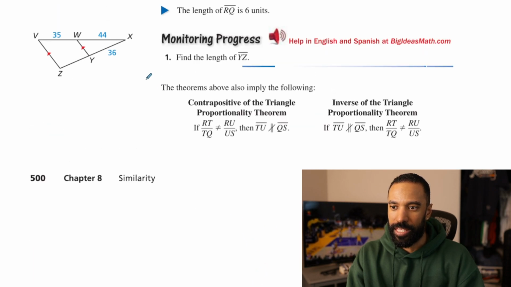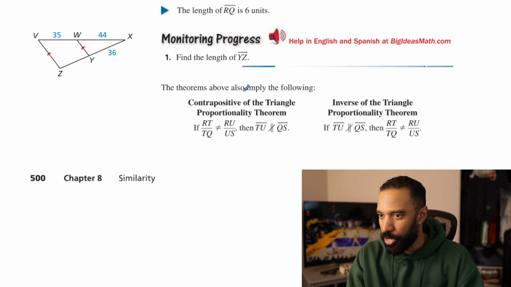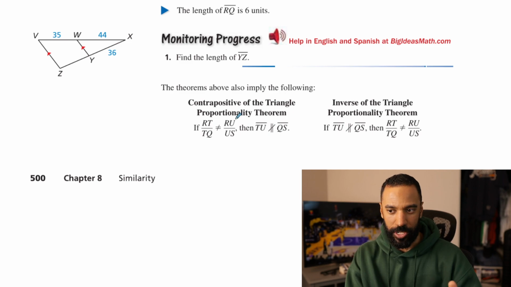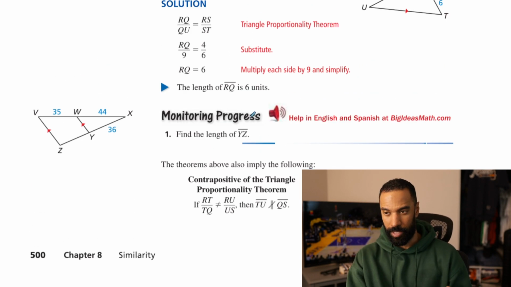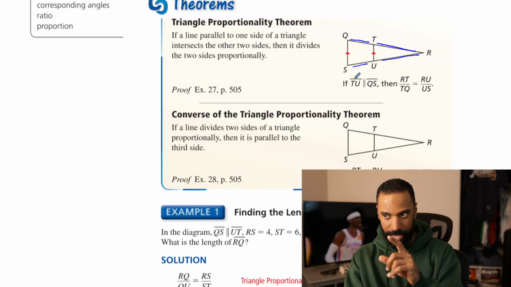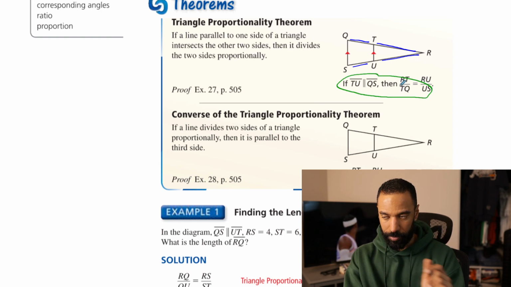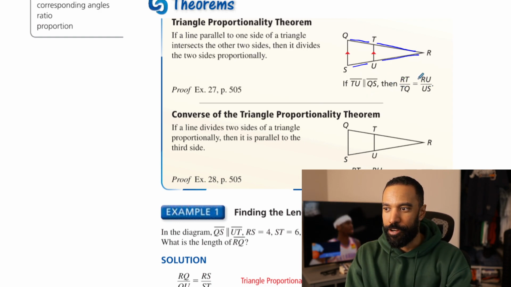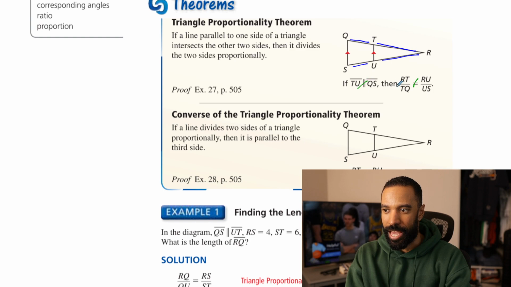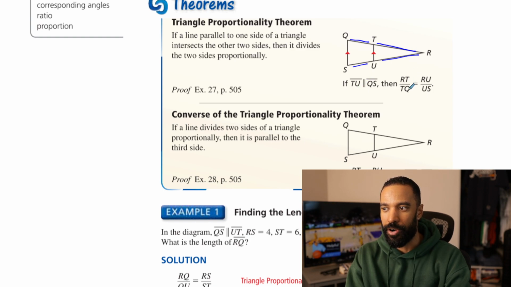Let me look at these. I'm skipping the example here. I'm going to look at what this says here. The theorems above also imply the following. The contrapositive of the proportionality theorem. Now, if you don't know what a contrapositive means, it means take the original theorem and say, if not this, then not that. So they're going to say, if these two are not proportional, then these two are not parallel.